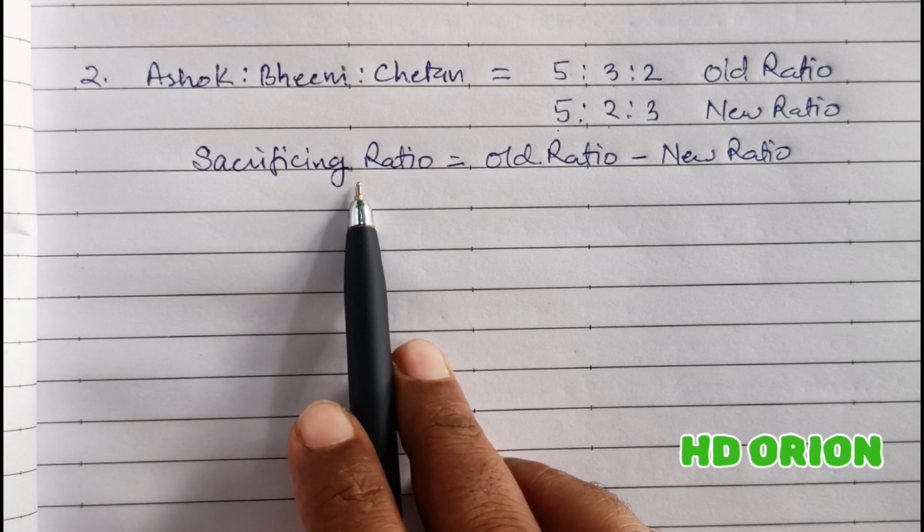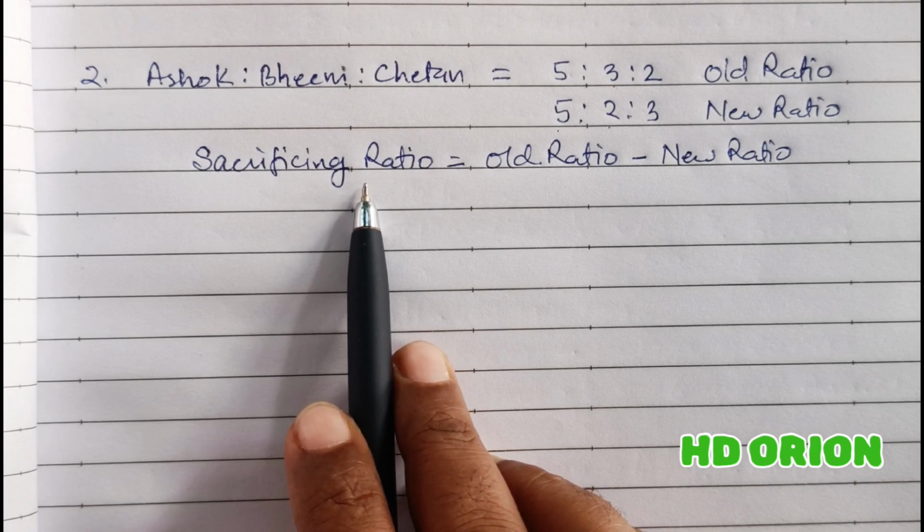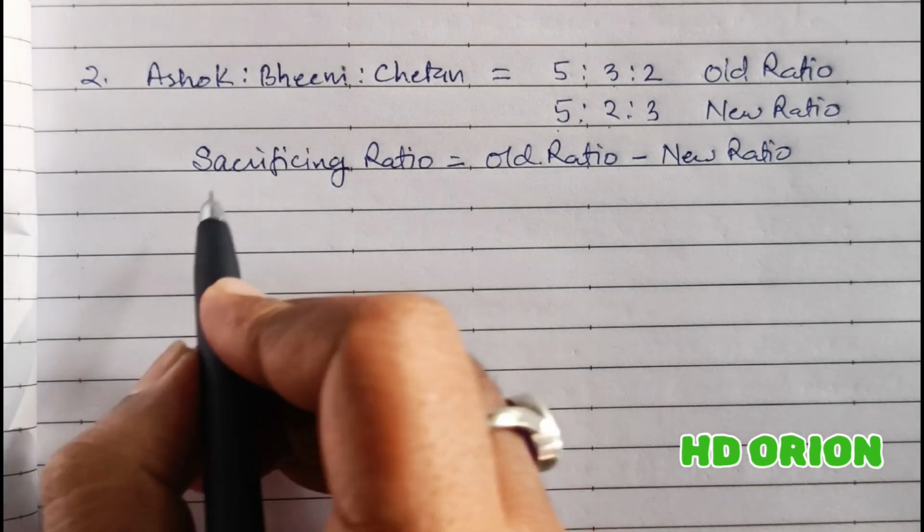If the answer comes in positive, then it is sacrificing, that the partner has sacrificed. But if the answer comes in negative, then it is gained. So you don't have to calculate sacrificing ratio once and gaining ratio the next time. It's not like that. The minus and plus of the answer will decide whether it is sacrificed or gained. Now let us talk for Ashok.